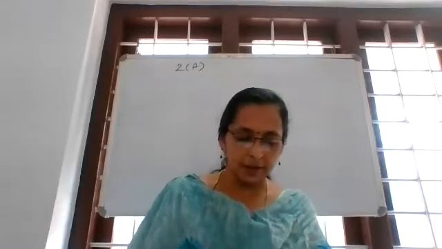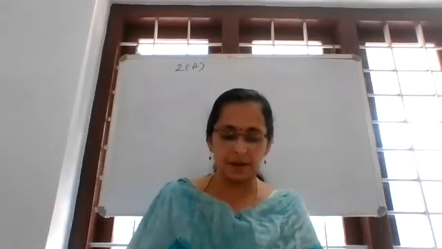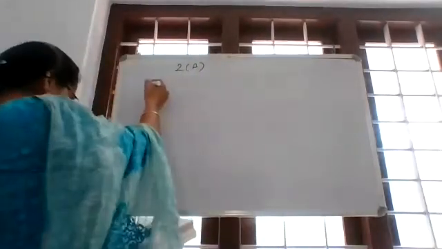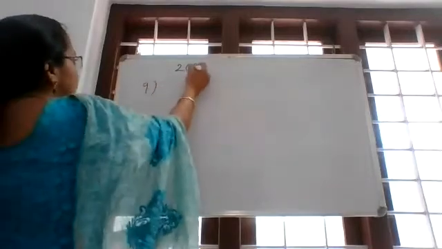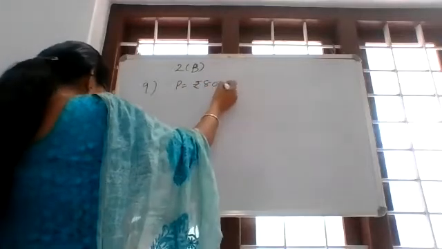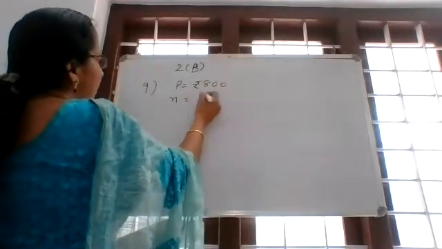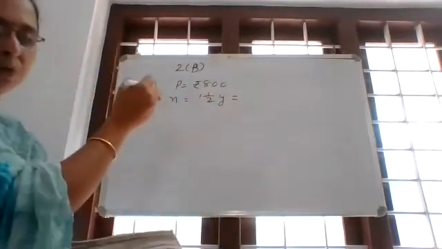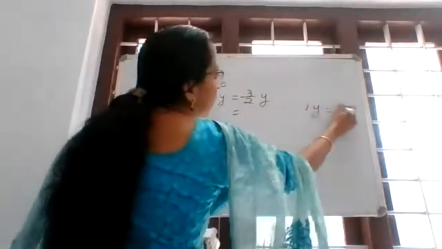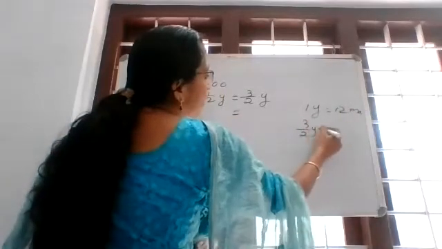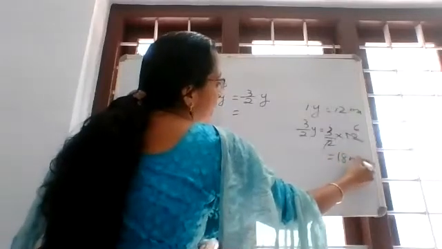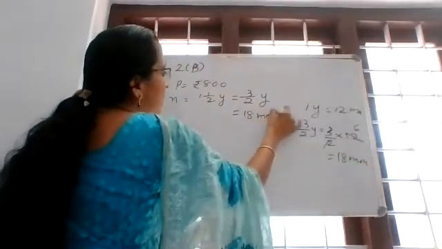So Shahrukh opened a recurring deposit account in a bank and deposited rupees 800 per month. So what are the things given? P is equal to rupees 800 per month for 1.5 years, so 1 1/2 years. How can we convert that? 1 year is equal to 12 months, so 1.5 years is 18 months.